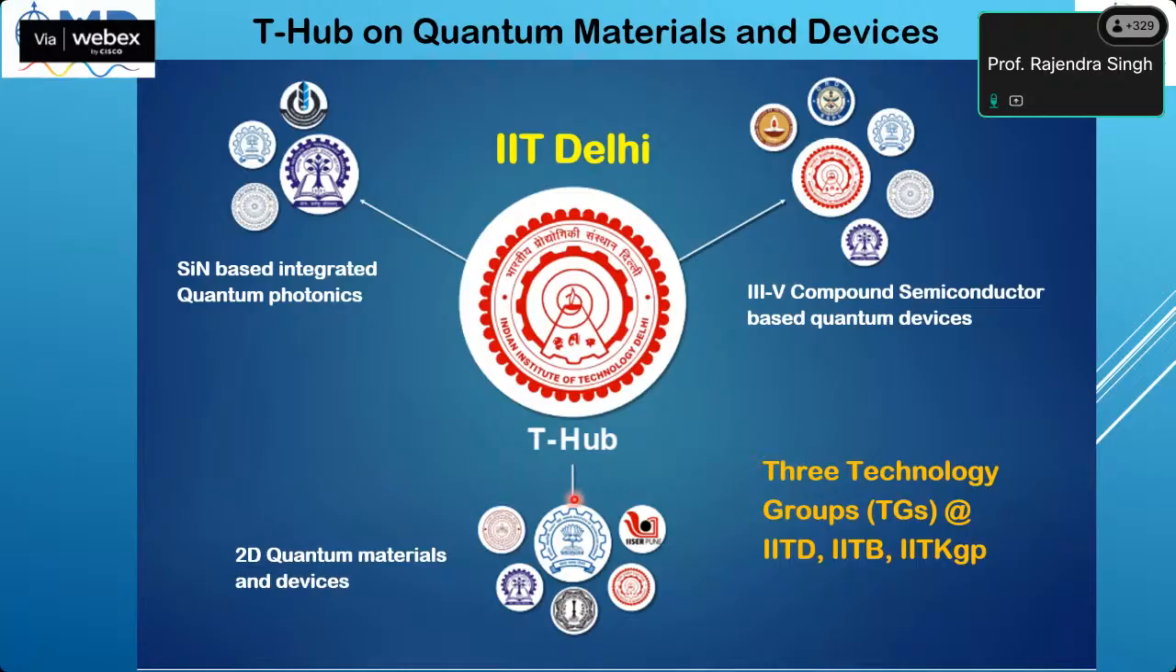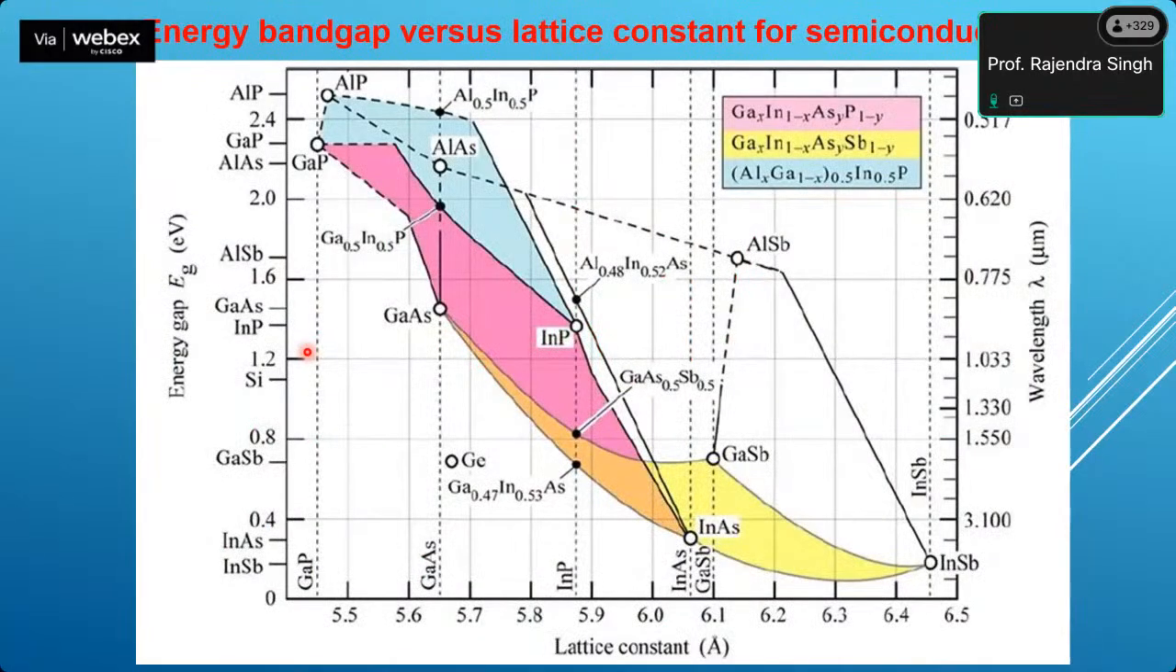The second spoke, the technology group at IIT Bombay, is working on 2D quantum materials. There are many different types of 2D materials, and they are working on these 2D quantum materials for the development of certain materials and devices. The third material platform is silicon nitride based integrated quantum photonics at IIT Kharagpur. And what are the activities? I will just highlight those activities, and if there are more questions we can discuss them also.